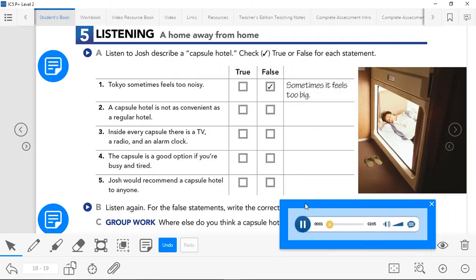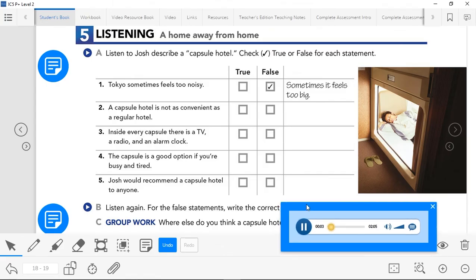Page 18, Exercise 5, Listening. A home away from home. Part A. Listen to Josh describe a capsule hotel. Check true or false for each statement.